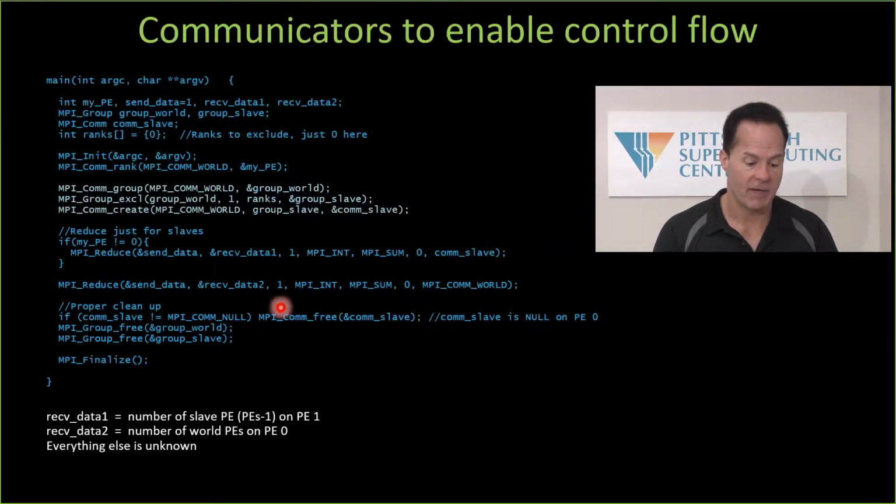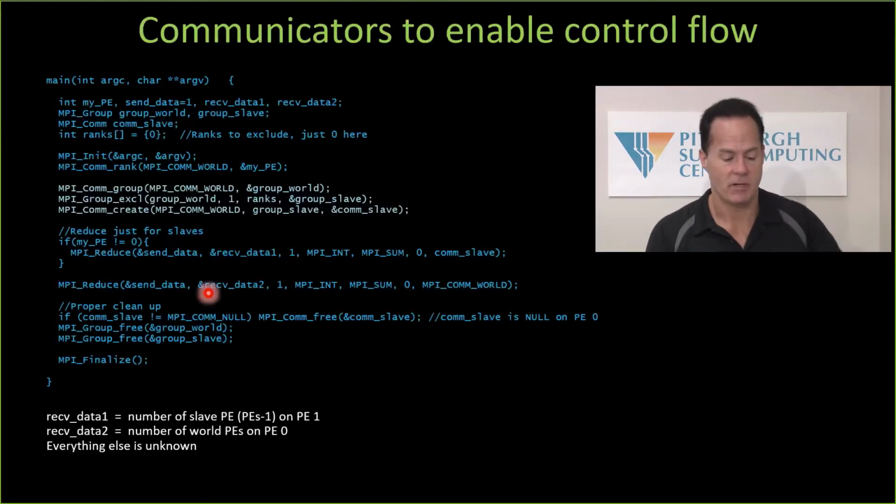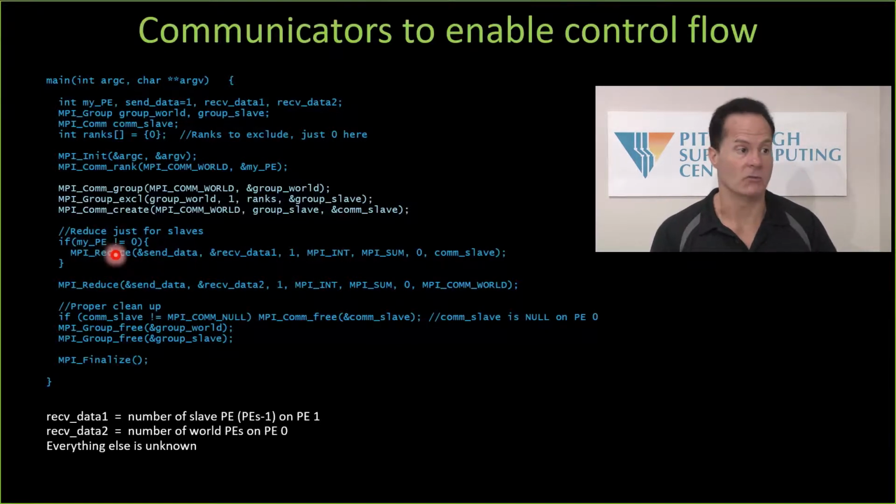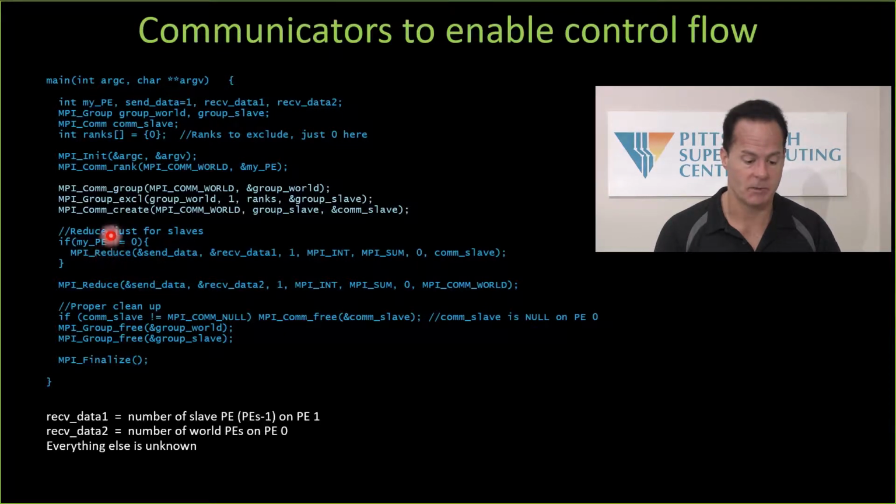Well, we have a problem there if the slave PEs want to do anything with a collective, because the master might not be participating. Here's the simplest possible example, where we want to do a reduce operation with just the slave PEs. Again, if we didn't have communicators, we'd have a problem with a construct like this, saying if I'm not PE0, do this reduce operation. Without communicators, PE0 wouldn't participate in this reduce, which means the reduce would hang, sitting there waiting for PE0 to participate.